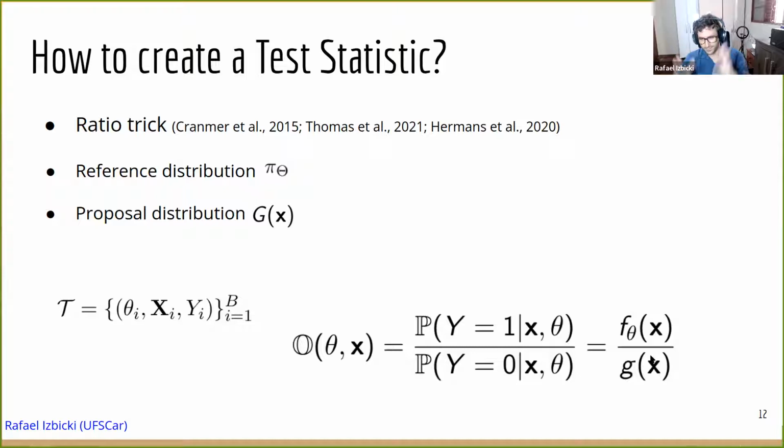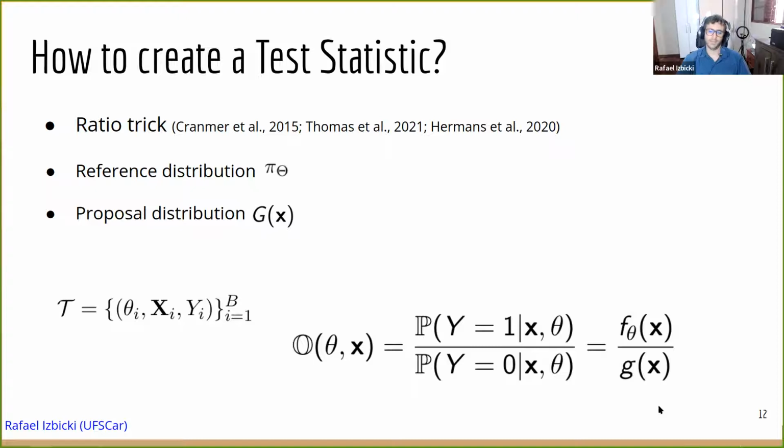I'm writing it in a simple way, but this is just the density of F theta with respect to G, the proposal distribution. It's a version of the likelihood function. G is constant in theta. So if you multiply this by the prior, you get the posterior. If you maximize this, you get the maximum likelihood estimator, and so on and so forth. So this ratio of these two probabilities is the likelihood function.